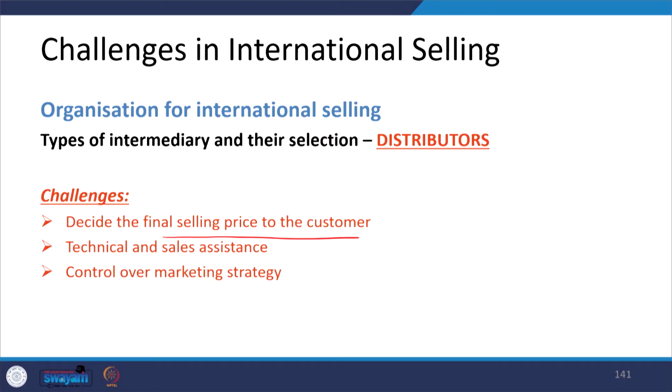Technical and sales assistance is an important part, where again for distributors it takes a huge amount of time, money and effort to provide this kind of assistance to the distributor and their team. Control over marketing strategy is not in your hands once you appoint distributors. As he has taken the rights to goods and services from you, he can have his own marketing strategy to sell or market those goods in those particular territories.